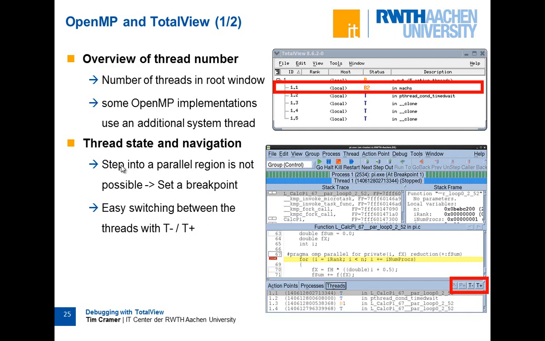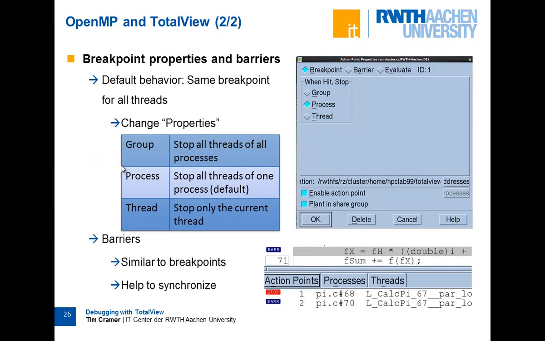And then you can modify the behavior of a breakpoint by right-clicking it. Now you can specify when to stop at this breakpoint. You can say, only if one specific thread reaches this line of code, then stop, and all other threads don't stop. They just skip this breakpoint. Or you can say the complete process. For example, if you have a hybrid MPI program, you can say this actual process has to stop on it and all other processes not. Or you can say group. That basically means that whenever one thread hits this line of code, all threads will stop at this point. Then you have something called barriers. This is similar to breakpoints, but they can help to synchronize your OpenMP program at this point.